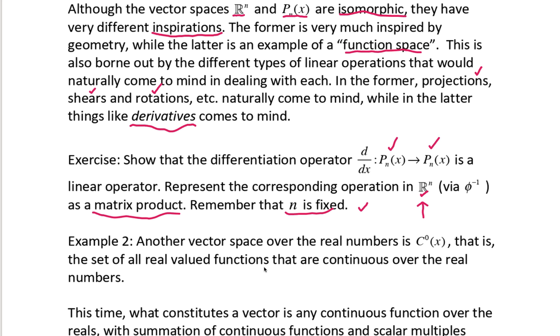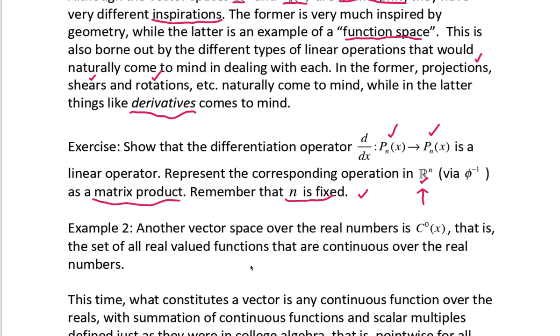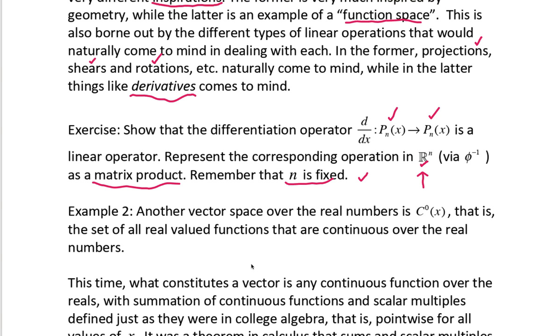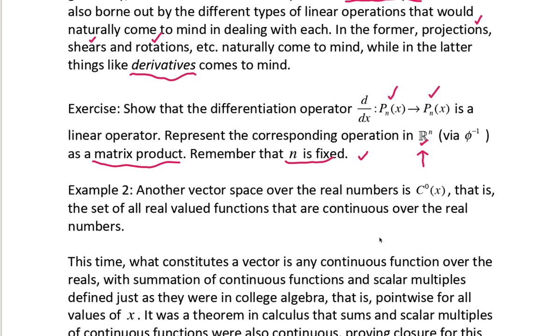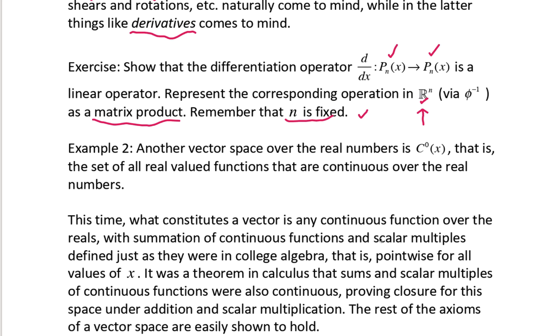Okay, let's talk about another function space, another vector space over the reals, C0 of x. This is the set of all real-valued functions that are continuous over the real numbers. So think of all functions that are continuous over the whole real number line. Now, sometimes people might limit that, and I'll mention that a little bit later. Instead of being continuous over the real number line, it might be continuous over the closed bounded interval from 0 to 1, or the open interval from 0 to 1, or something like that. But for now, I'll just say C0 of x is the set of all continuous functions from the reals into the reals.